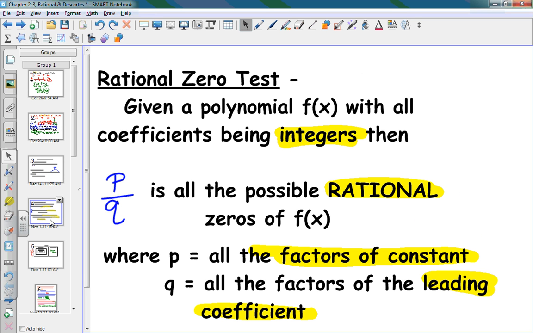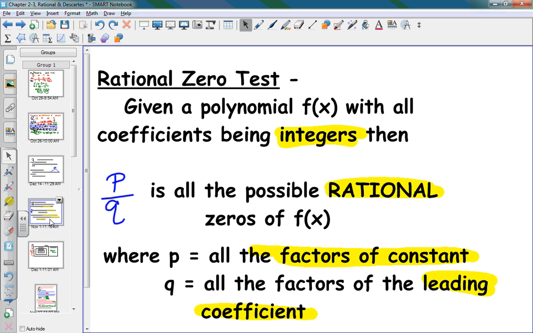The rational zeros test. A rational number is exactly what, folks? A rational number is any number you can write as a fraction. Meaning it's a decimal that terminates, or it's a decimal that never ends as a pattern. Like 1/3, 0.3333 repeating, or 1/2, 0.5. Do we get that, yes or no?